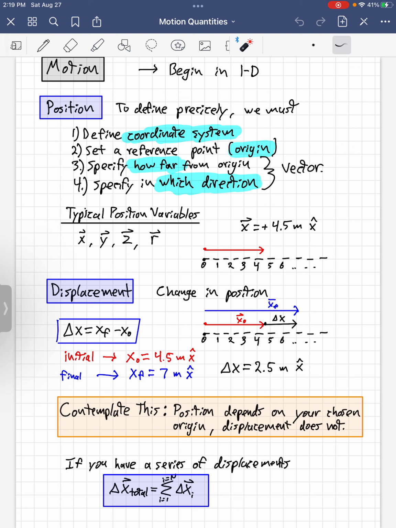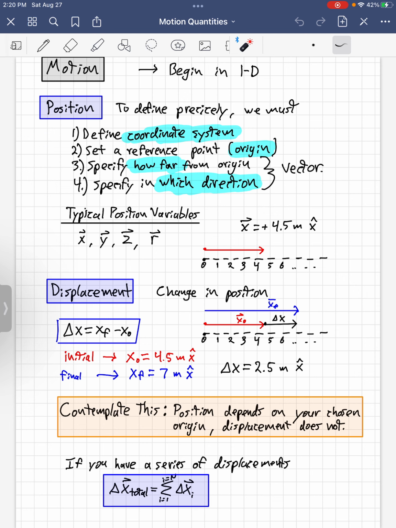And so you notice that with these two things together, how far from the origin and which direction, these are the components of a vector, right? But before we say the vector, we need to specify our coordinate system and where on our picture the origin is. So some variables that we'll be using to describe position: often you'll see x, y, z. Sometimes you'll see the variable r to describe position.